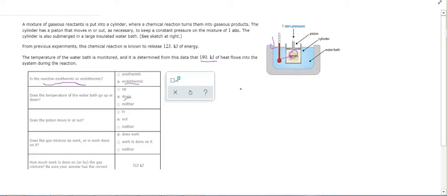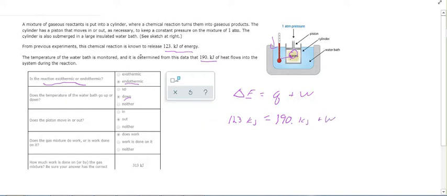And so we know that delta E equals heat plus work. Okay, so it tells us delta E is going to be 123 kilojoules. 123 kilojoules equals the heat. Okay, that heat flows into the system. When heat goes into the system, that is positive. From lecture, we know that it's 190 kilojoules plus work.